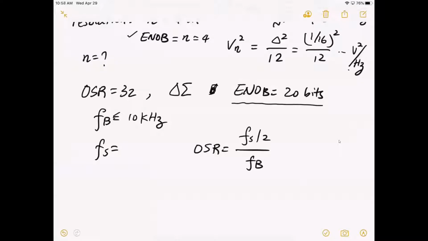Exactly. So with that, say now we want to achieve an effective number of bits of 20. First of all, for 20 effective bits, how much signal to noise ratio are we talking about? You can just do the signal to noise ratio. This is already the effective number of bits. So you could just do 10 over 20.